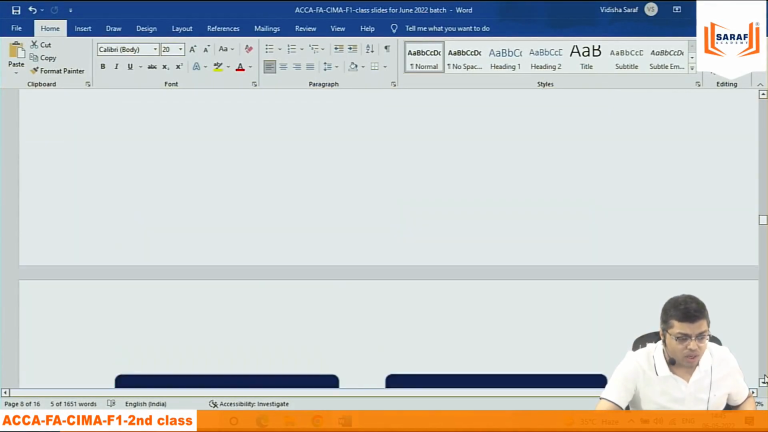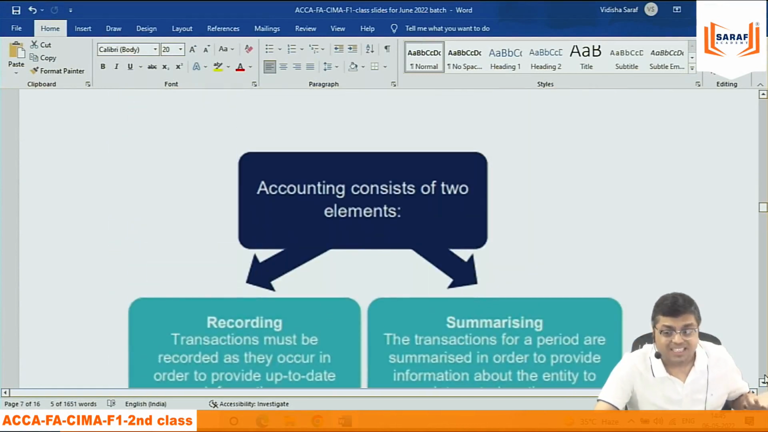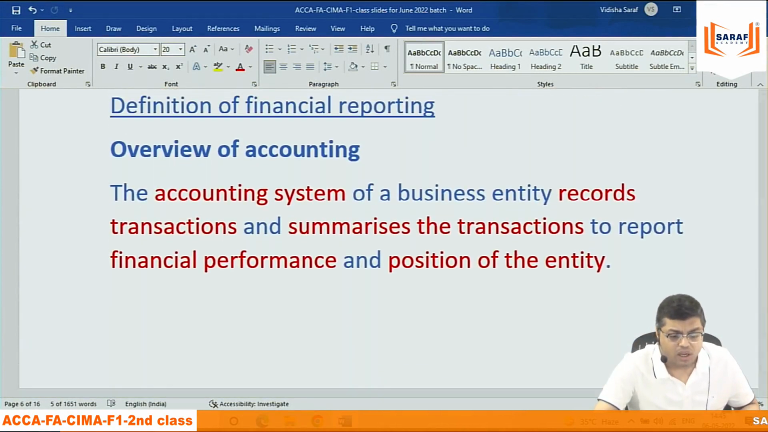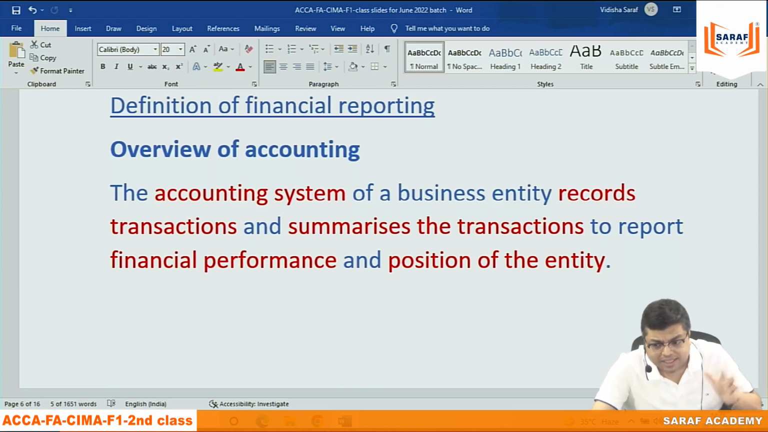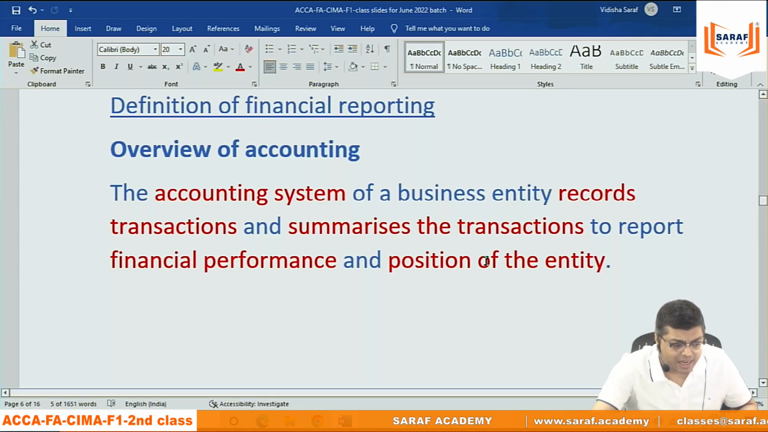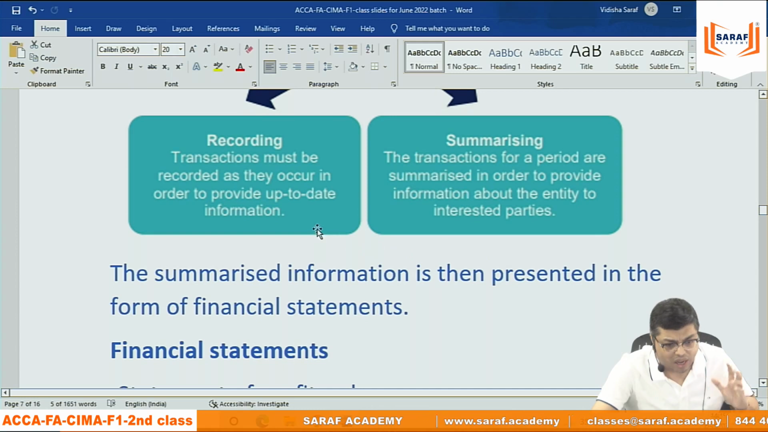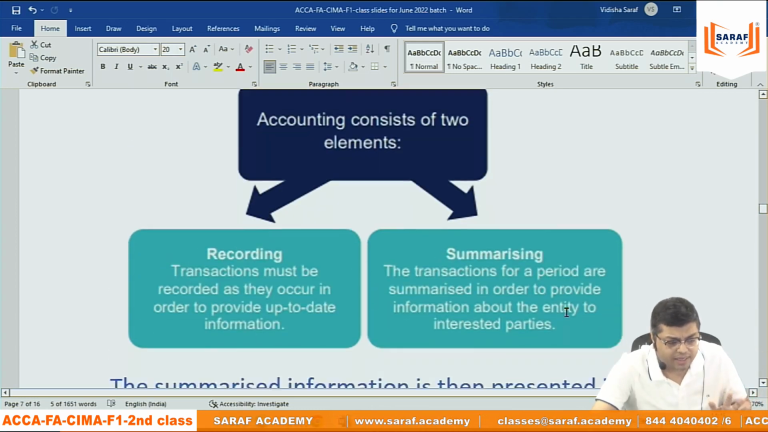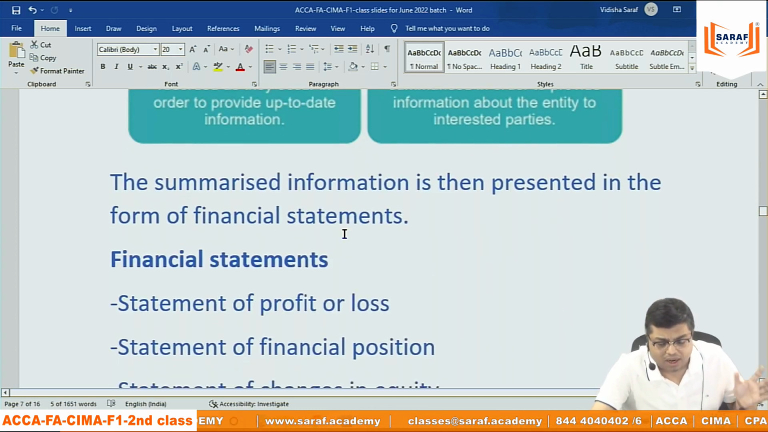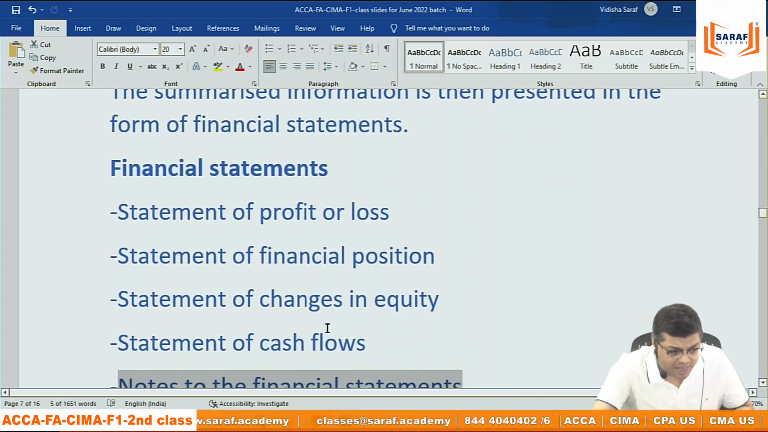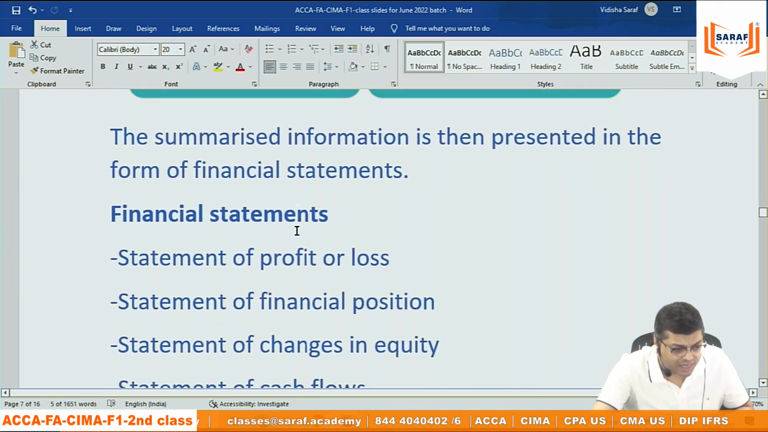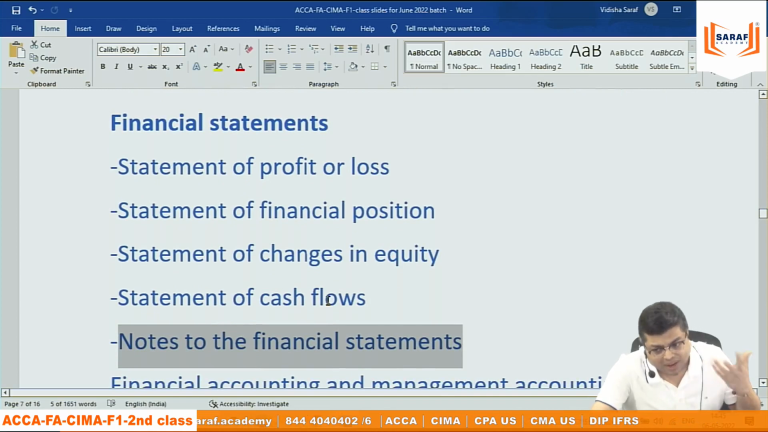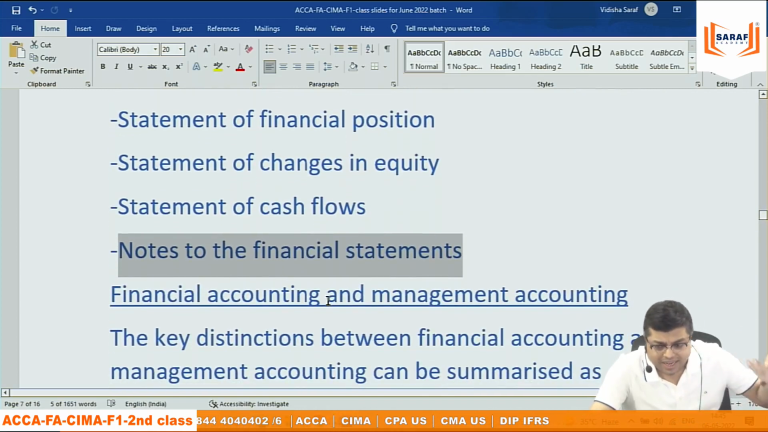So up till now, what we discussed is what accounting is: recording of transactions, and then summarizing those transactions in assets, liability, income, expenditure, so that the users can take informed decisions. So accounting has two elements, recording and then summarizing. Once the recording and summarizing is done, we will be getting financial statements. Those financial statements generally include 5 things. In a different industry, regulatory, maybe other statements are also required.